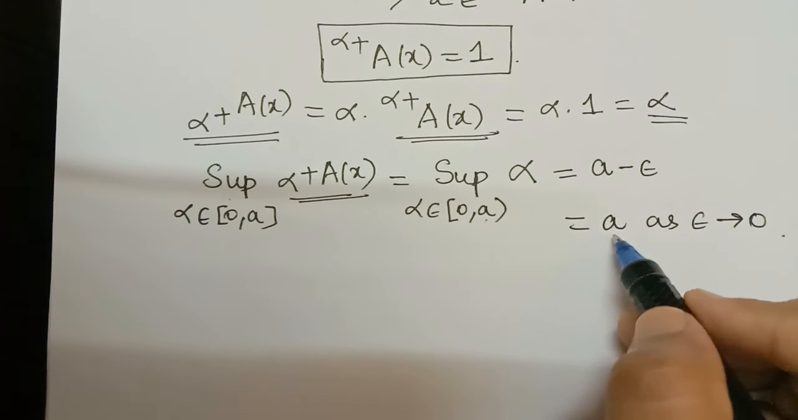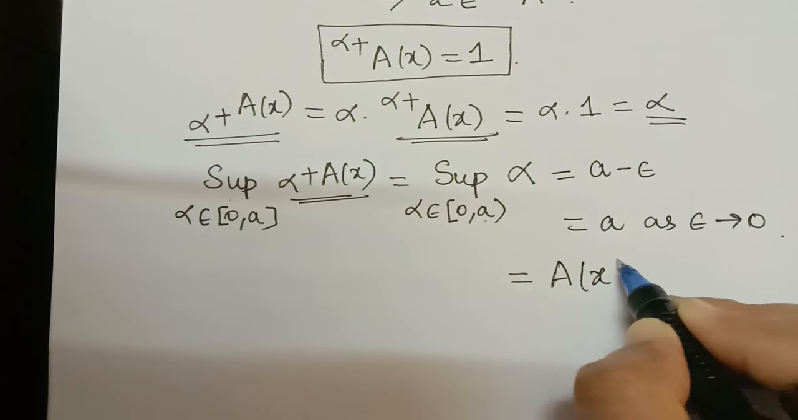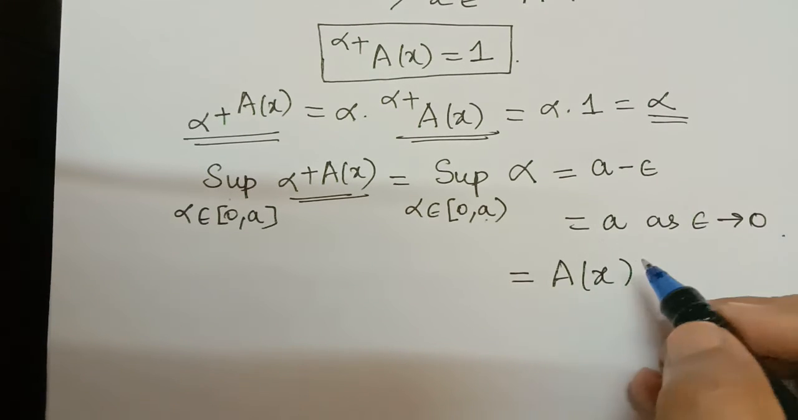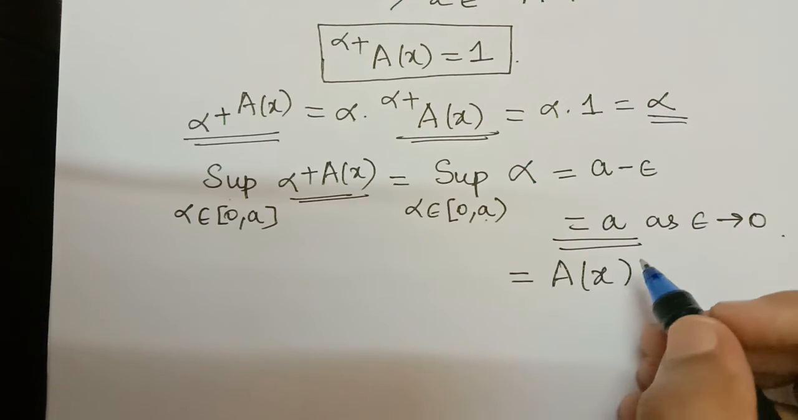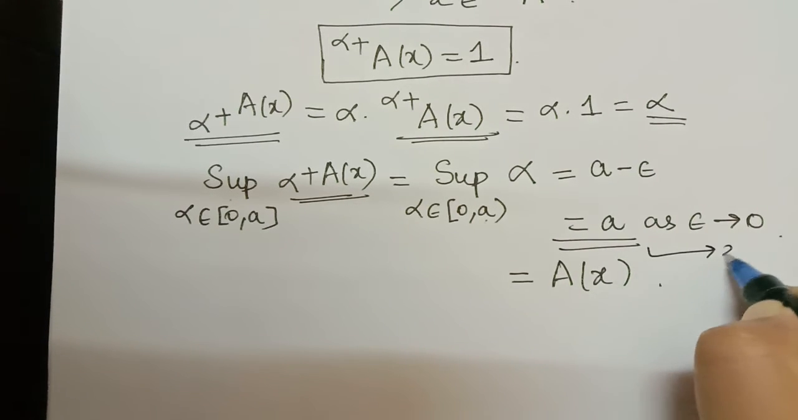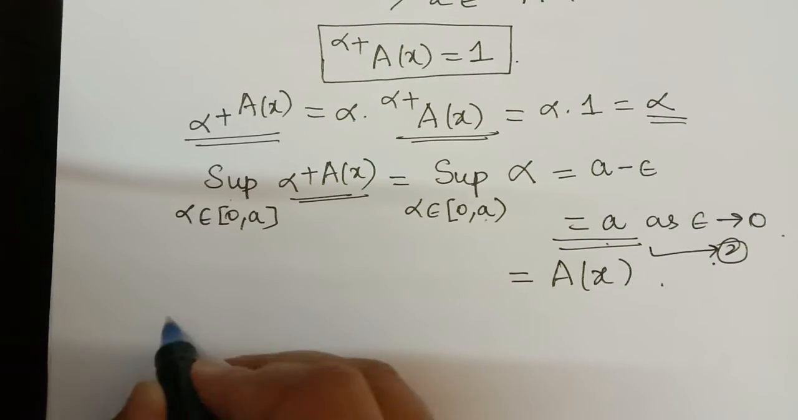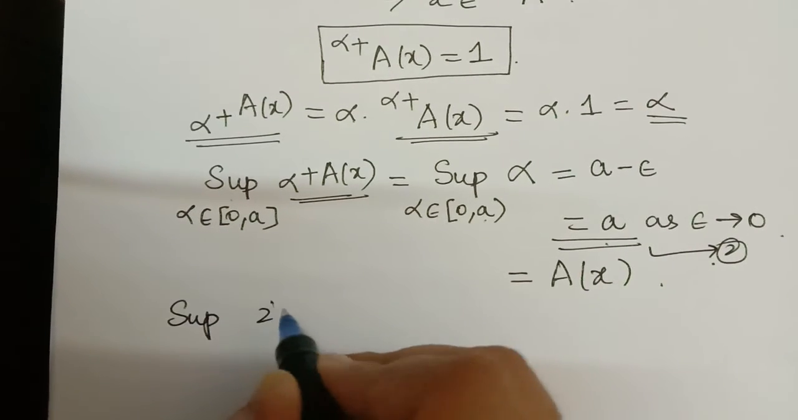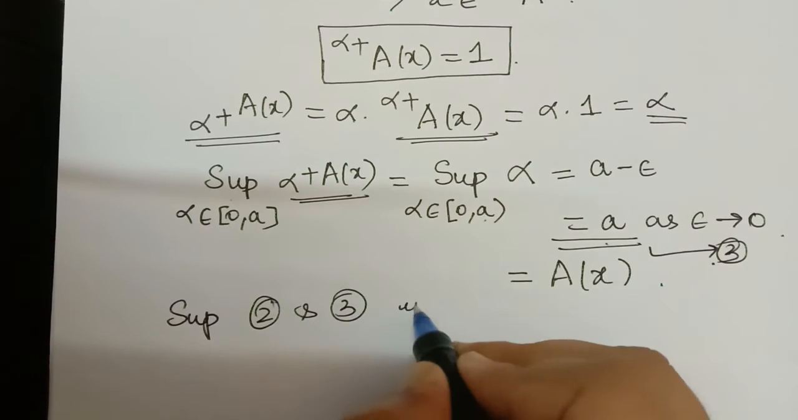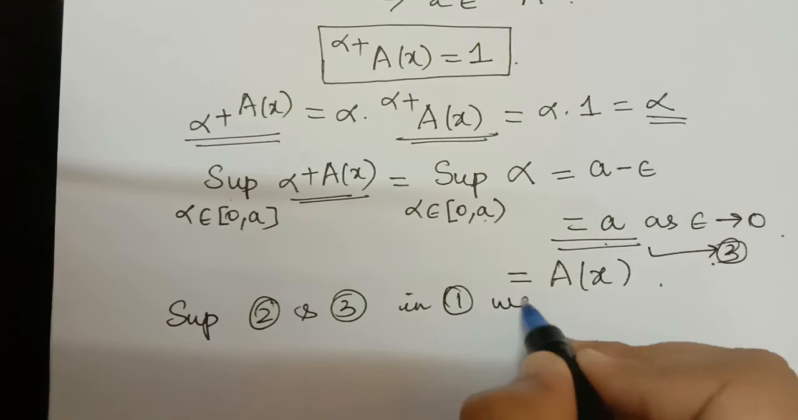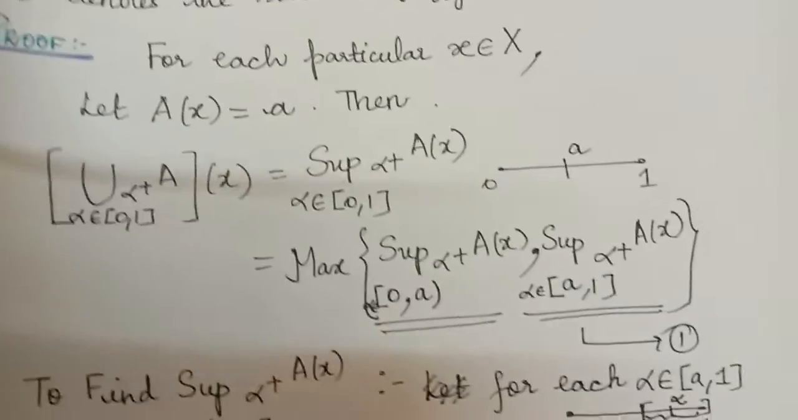And what is a? By our consideration from the beginning we have considered it to be A of x. We will substitute this in equation 1. The supremum of this value being equal to a is equation 2, and this is 3, since we have already found 2. So 2 and 3 in equation 1, what do we get? This is our equation 1.